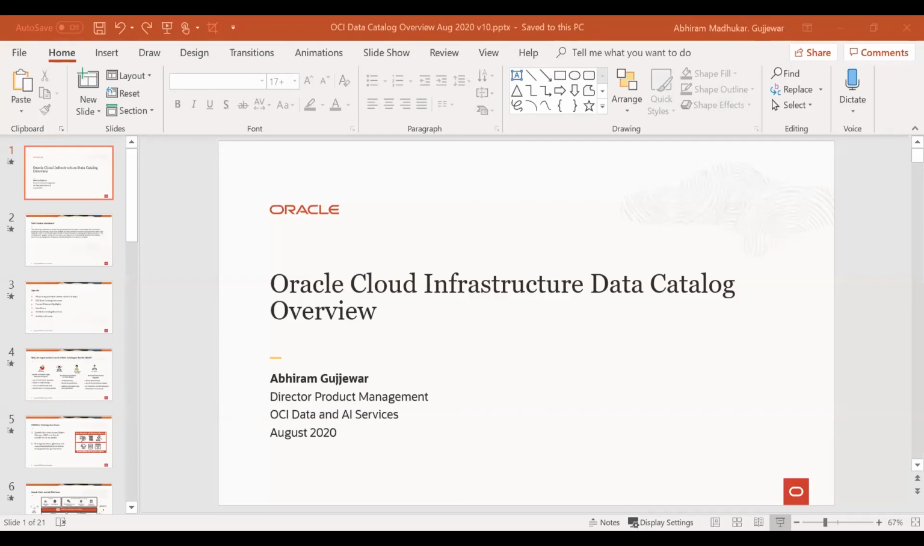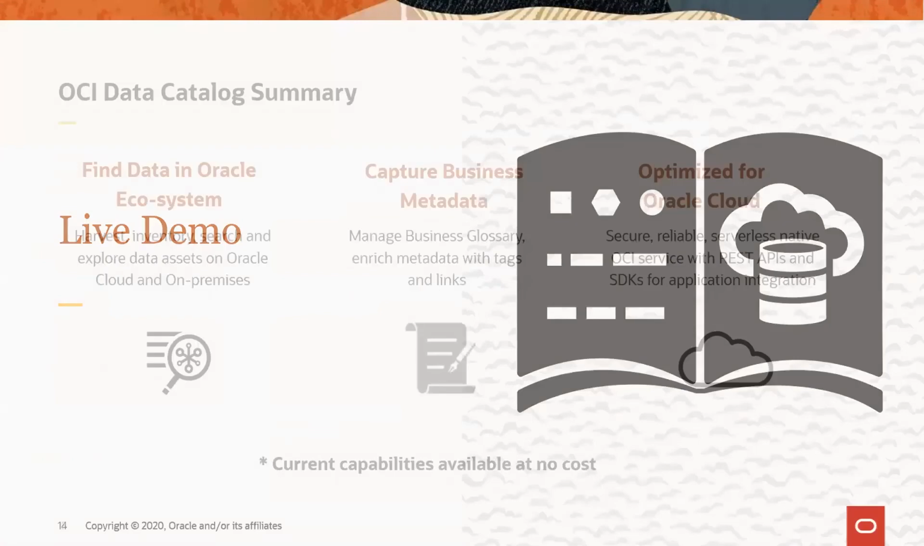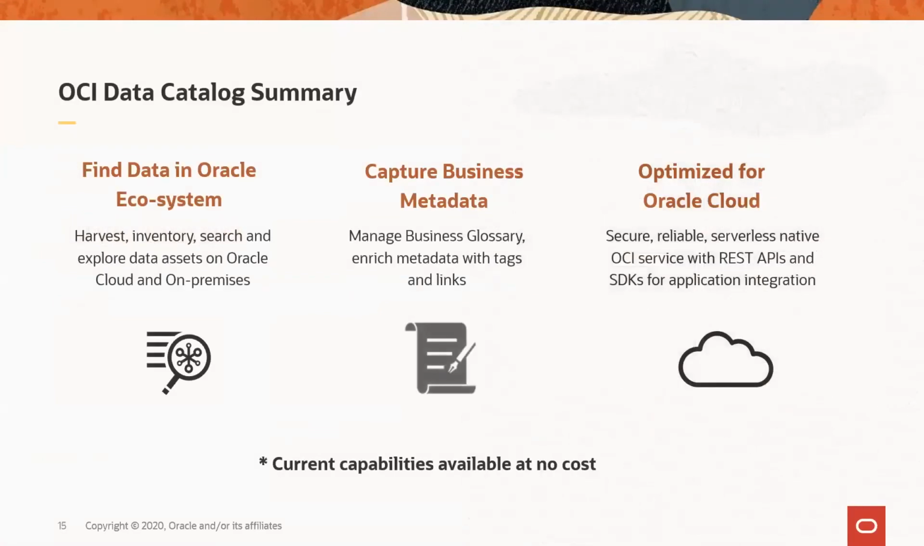Okay, so I think we looked at all of that already. Just to summarize what I showed you earlier, we can find data in the Oracle ecosystem, as you saw: harvesting, inventorying, and searching the data, both in the cloud and on-premises. We can manage the business glossary and do tagging, etc. All of this is optimized for Oracle Cloud, which means it's all sitting on Oracle Cloud, and the current capabilities come at no cost. So that's the current state.